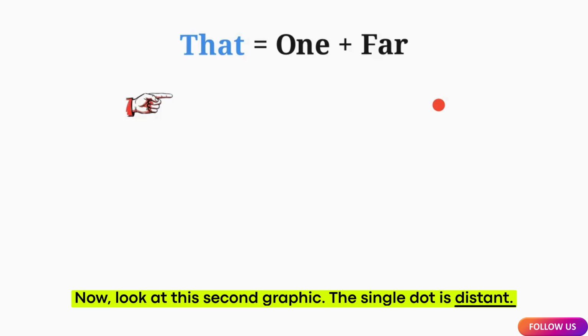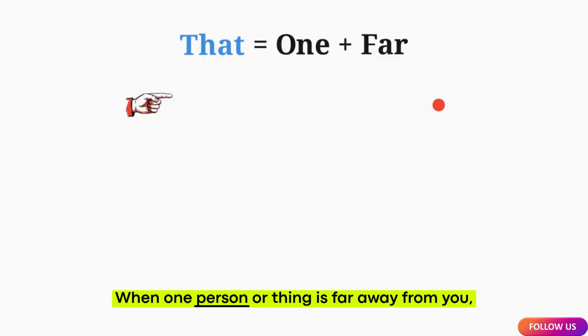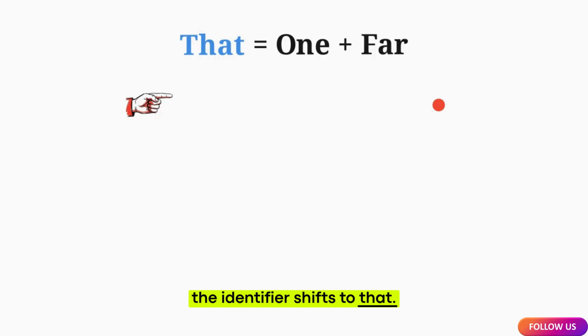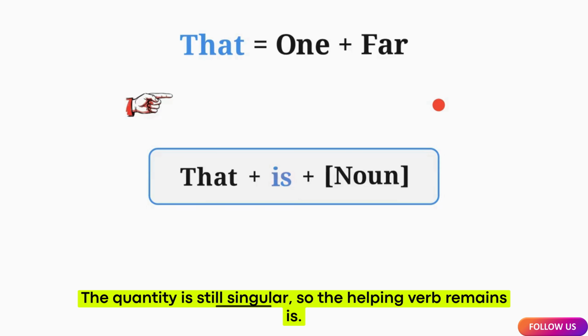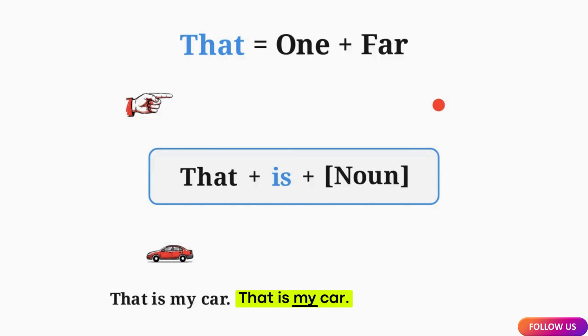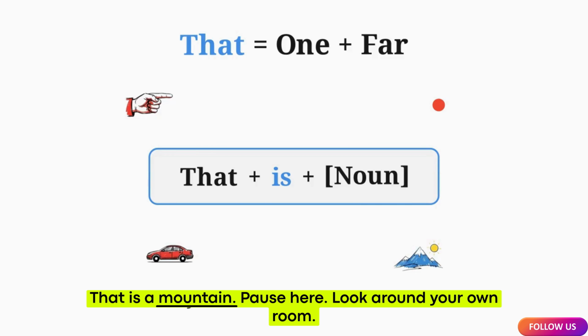Now look at this second graphic. The single dot is distant. When one person or thing is far away from you, the identifier shifts to that. The quantity is still singular, so the helping verb remains is. That is my car. That is a mountain.